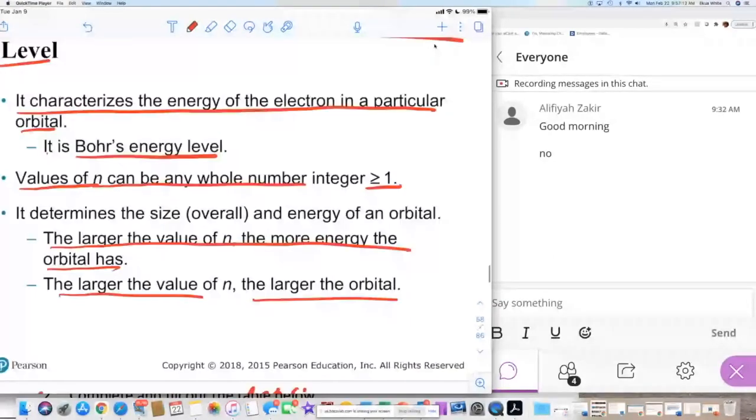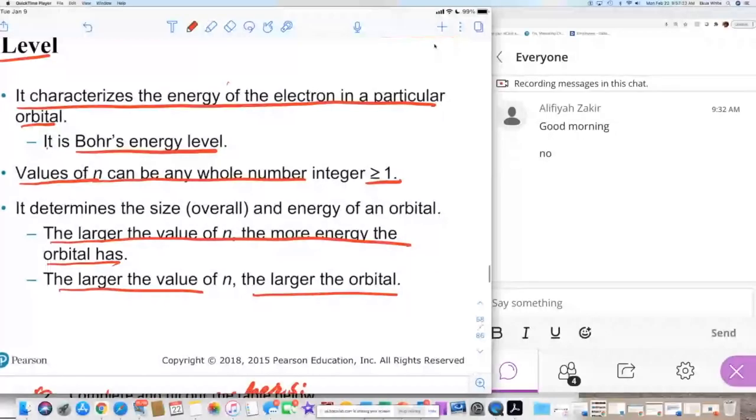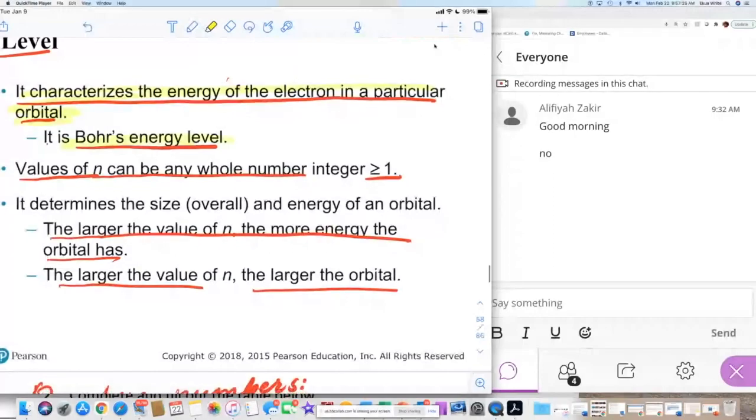We talked about this last week, and once again, it's the energy level. I won't go over all this again because I already went over it last week. Just make sure you know that N characterizes the energy level of the orbital. They got this from Bohr. Make sure you know the restriction.